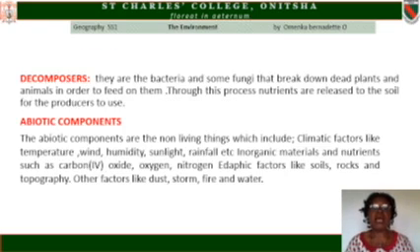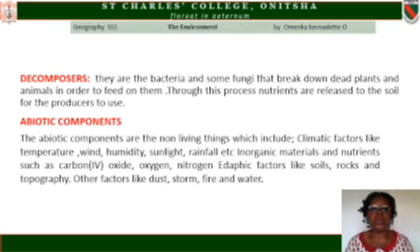Then we look at the decomposers, the ones that act in a different way altogether. This is where we see the process of chemosynthesis very well. They are the bacteria and some fungi that break down dead plants and animals in order to feed on them. Through this process, nutrients are released to the soil for the producers to use. So the cycle will just continue.